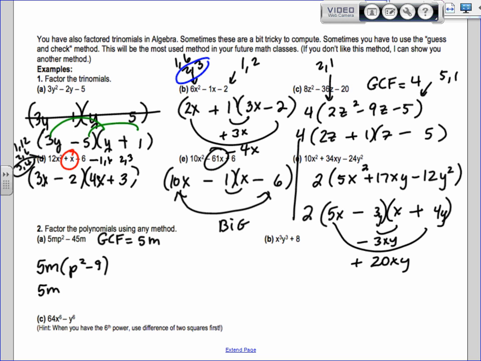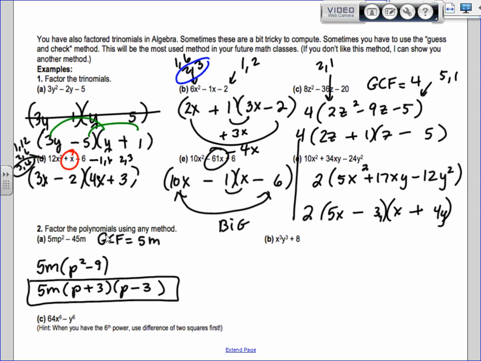So p squared minus 9 is the difference of two squares. It's p times p and 3 times 3. So I'm going to have p plus 3 and then p minus 3. So my final answer is 5m times p plus 3, p minus 3.